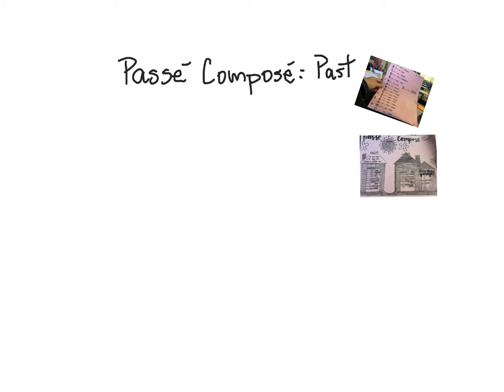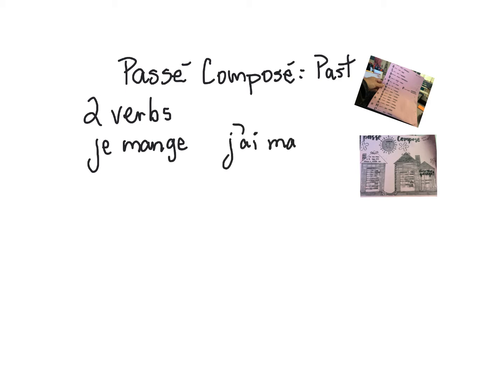Now, the past tense has two parts, and it also has two verbs, different than what we've done before. So, just to show you some examples, here is I eat, and here is I ate. Here is I vomit, and here is I vomited.